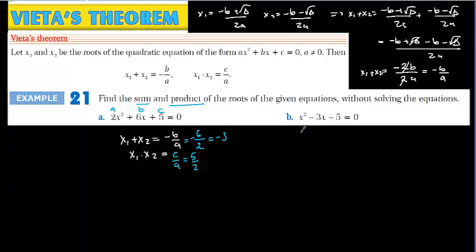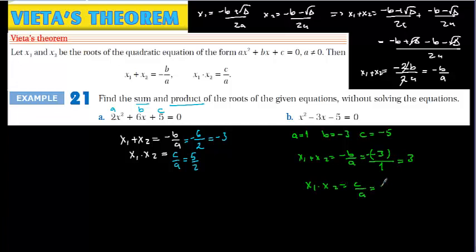Okay, if we solve the other question here, x squared minus 3x minus 5 is equal to 0. So here a is equal to 1, b is equal to minus 3, and c is equal to minus 5. And x1 plus x2 is equal to minus b over a, which is equal to minus minus 3 over 1, then it's equal to 3, and x1 times x2 is equal to c over a, which is equal to minus 5 over 1, that's equal to minus 5.